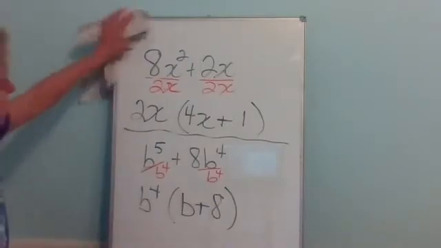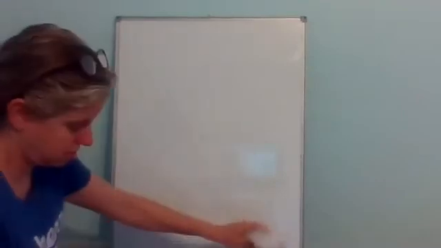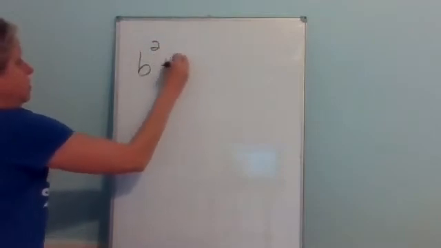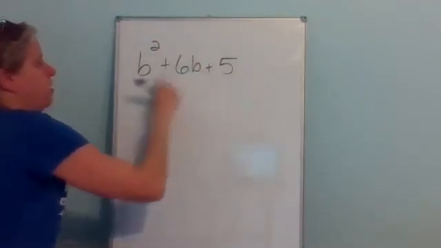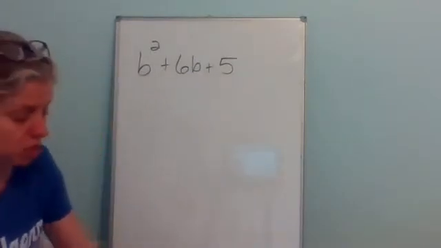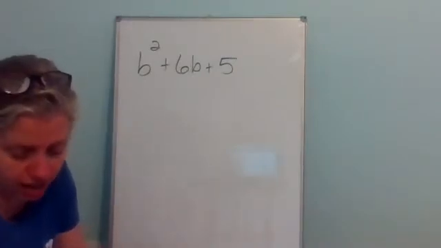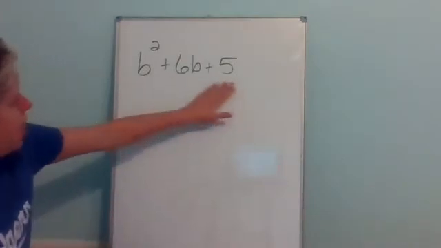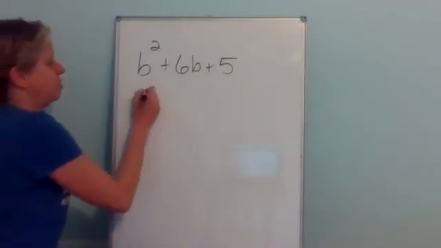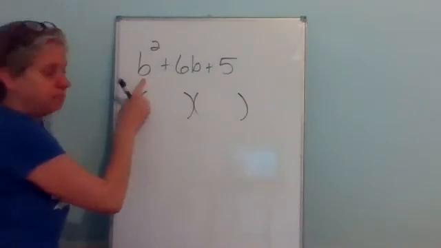Right, number 3. You have b squared plus 6b plus 5. All right, so this one has 3 terms. Now, you would look for something in common. That's what you always look for first, if any of the terms have something in common to pull out, okay? So since there's nothing in common with all 3 terms, because this one doesn't have a b, that means I'm going to go to the 2 parentheses and do b and b for b squared.